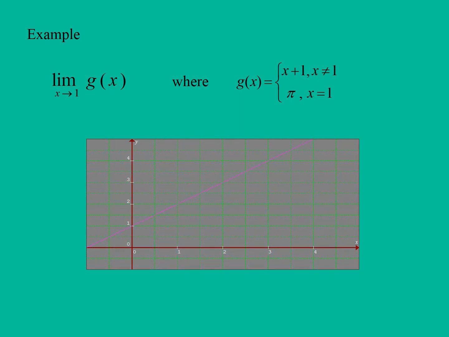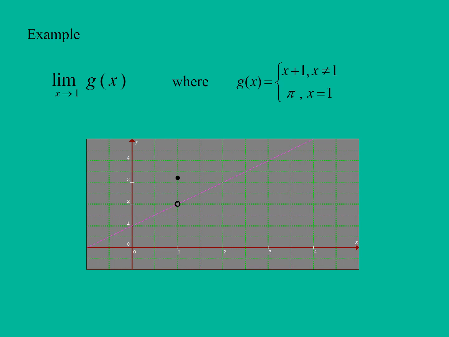Here we have a piecewise defined function. We have the limit of g of x as x approaches 1, and g of x is defined as x plus 1 when x does not equal 1, and pi when x equals 1. So this would be the graph of our piecewise function. Now, the first part would be a line, the x plus 1, if x does not equal 1. But when x equals 1, it's defined up here at pi. So this would be an open circle right here, and it's defined up at pi.